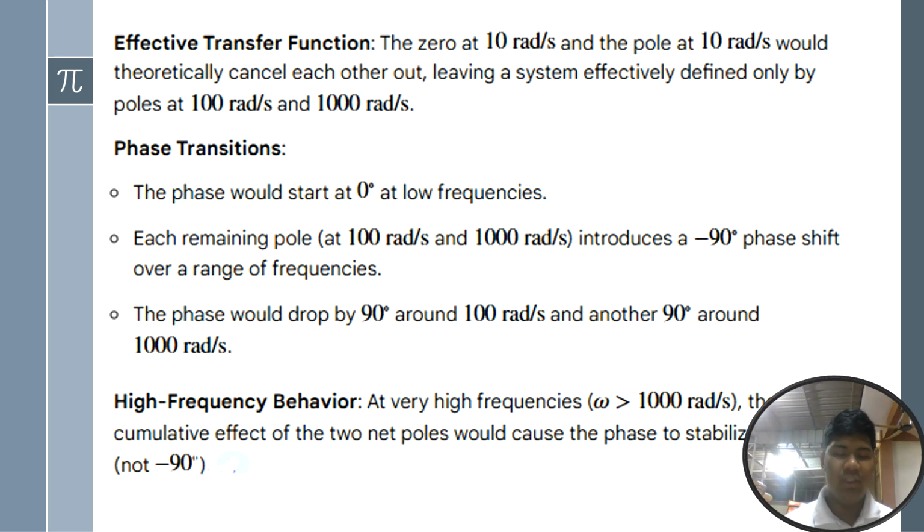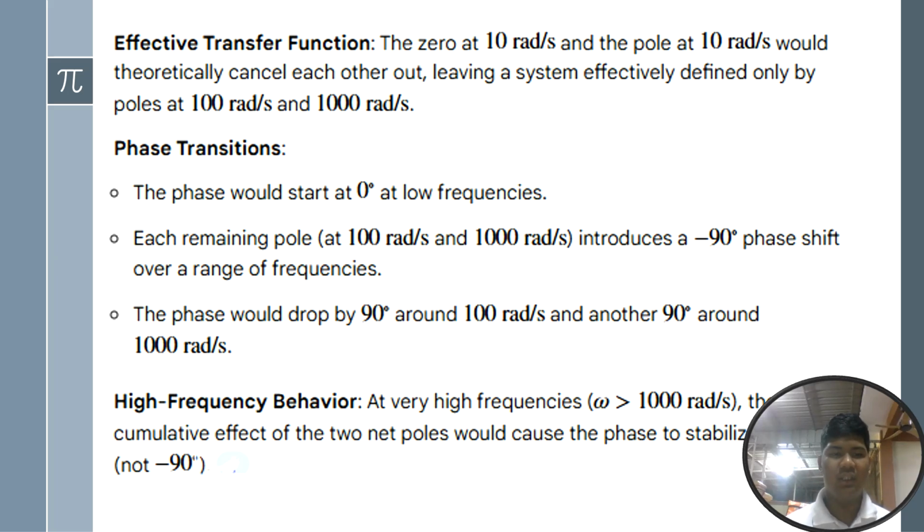Okay, my name is Muhammad Ipan Daniel Berosti and my matric number is B122510149. And I will talk about effective transfer functions. So the zero at the 10 radians and the pole at the 10 radians would theoretically cancel each other out, leaving a system effectively defined only by poles at 100 radians and 1000 radians.